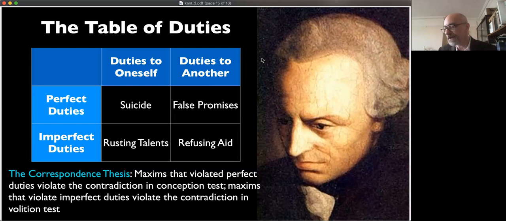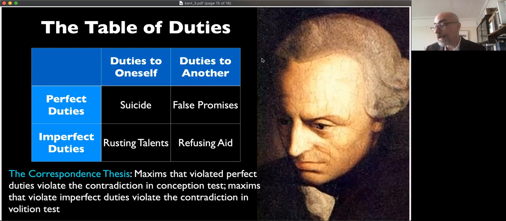The duties are also distinguished with whether they're perfect or imperfect. And we'll have to say just a little bit about that. Perfect duties, he says, do not admit of exception in favor of inclination, whereas imperfect duties do. What does that mean? What could that possibly mean? We'll see in a moment, okay?